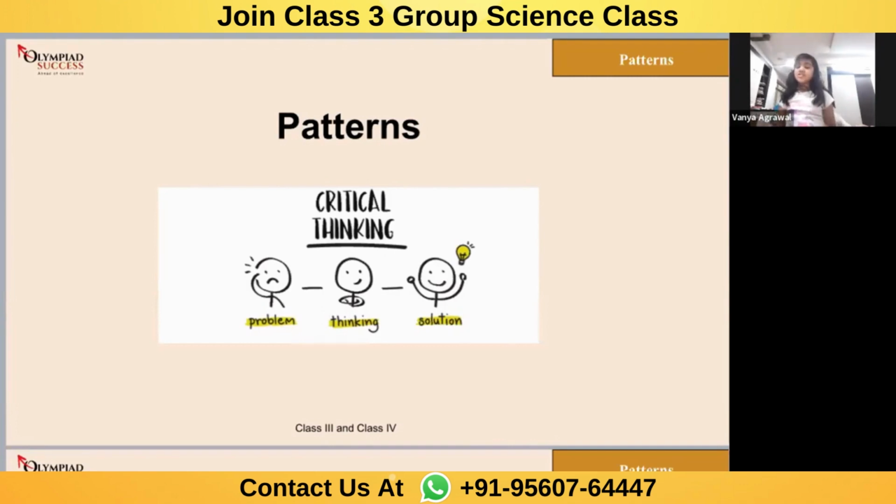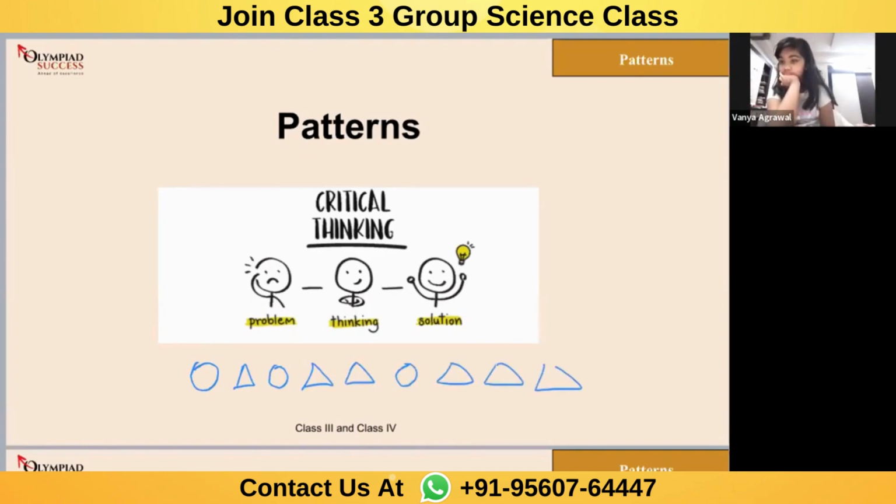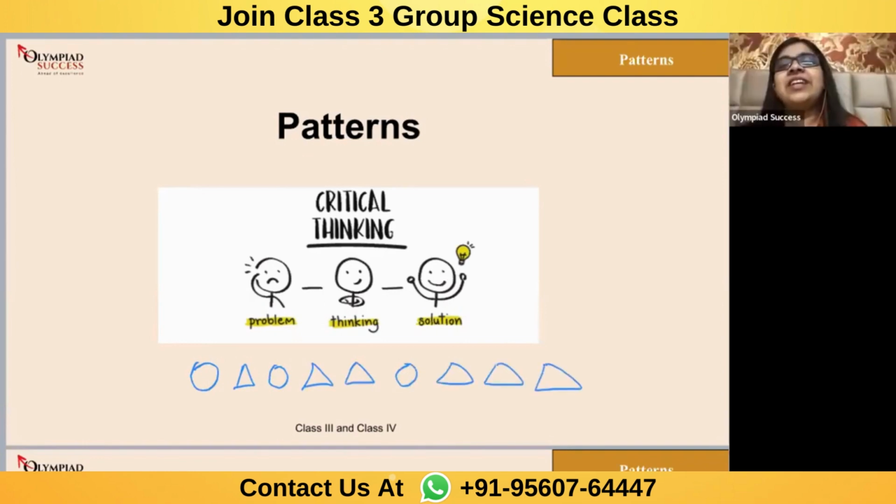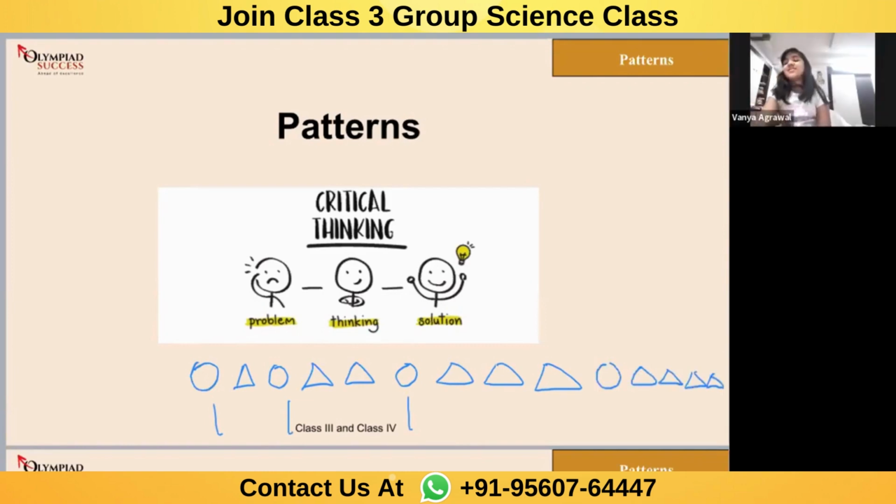Ma'am, first there is a circle, then a triangle, then a circle, then two triangles, then a circle, then three triangles. And then a circle, then you say what will come. Okay, so the pattern is every time we are having one circle only and the number of triangles is increasing. So we'll have 4 triangles this time. Yes. Right, Vanya? Yes, ma'am.